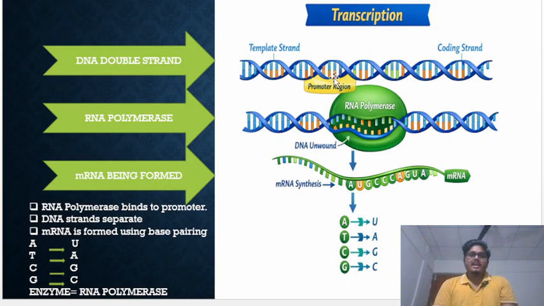After that, RNA polymerase is a helper which can copy the genetic code information. It is an enzyme, and this RNA polymerase enzyme will bind to the promoter region. After binding, it will separate the DNA into separate strands. The DNA is unwound here. These are the separate strands.